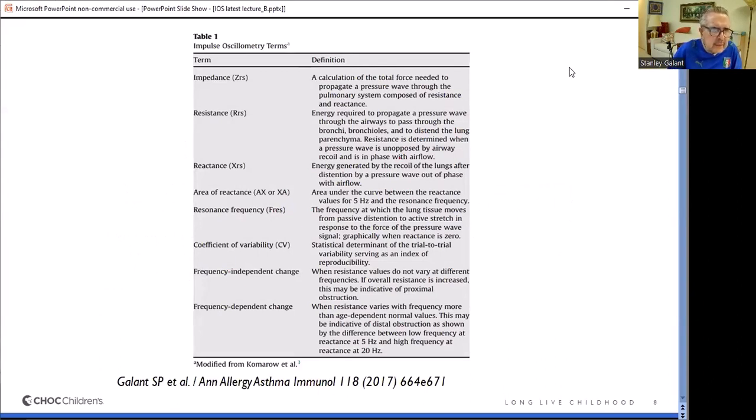This complicated table, I want to illustrate just a few points that you can study the full thing later. The first is impedance. Impedance is a calculation of the total force needed to propagate a pressure wave generated from a sound source throughout the pulmonary tract. And it's really divided into resistance, RRS, which is the energy required to propagate a pressure wave through the airways that passes through the bronchial tubes and actually into the lung, and reactance, which is energy generated by the recoil or the elasticity of the lung.